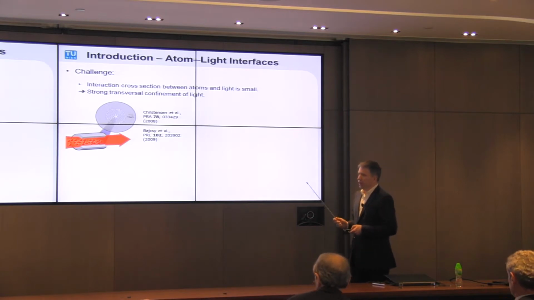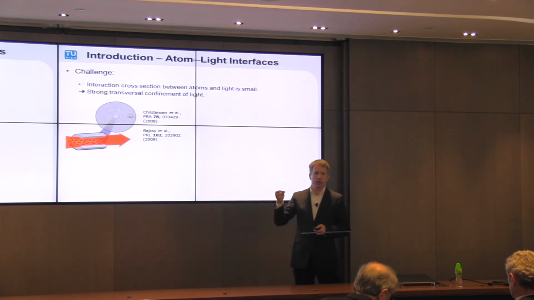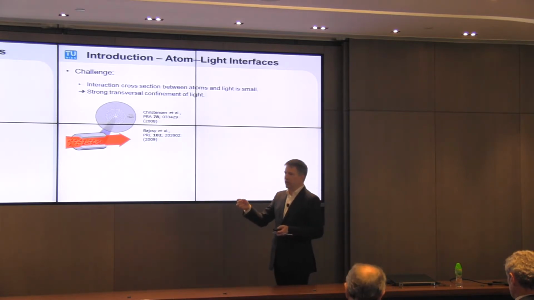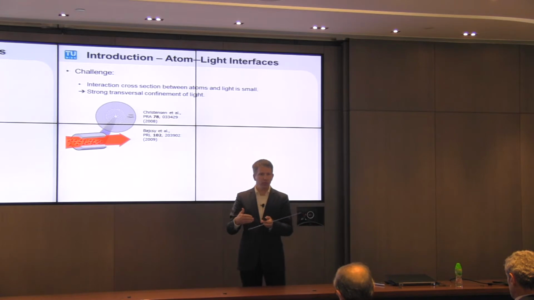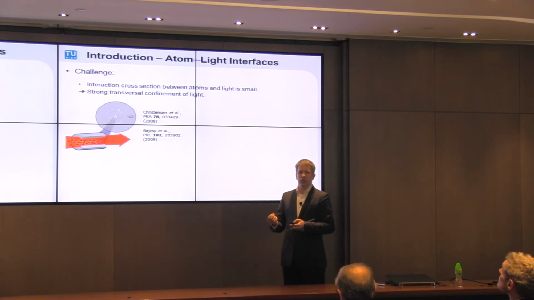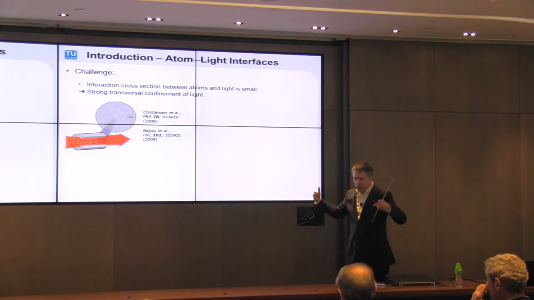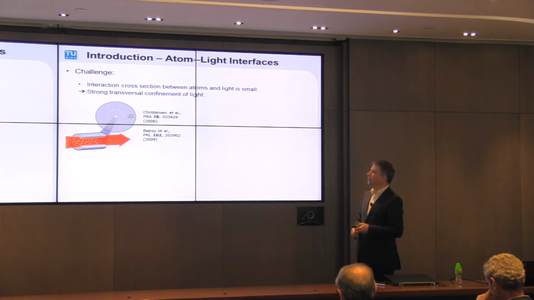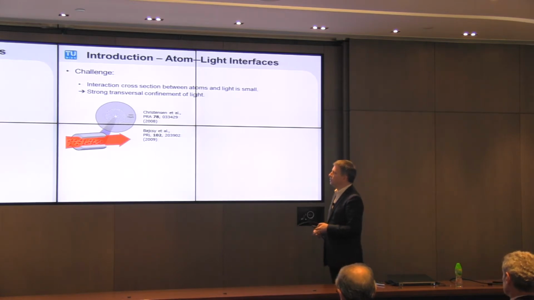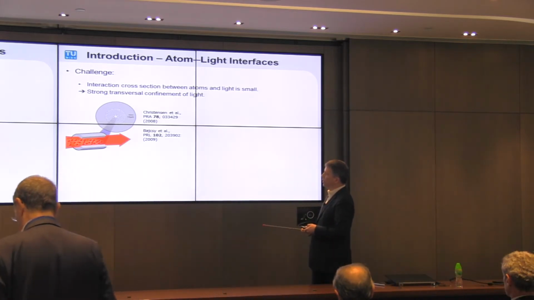So in order to have a high enough probability for a given photon to interact with a given atom, you have to focus the light very strongly, such that the cross-section of the light field is comparable to the interaction cross-section of that atom. And that can be done in free space by strong focusing, but it can also be done, and has been done, using optical components, optical waveguides.